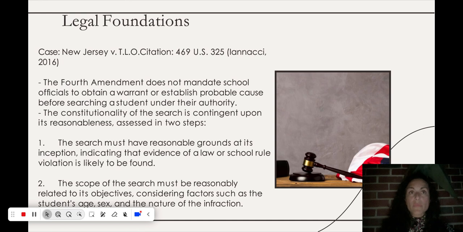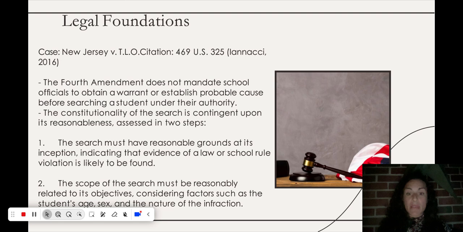So you cannot, as a teacher, go and just search everyone's backpacks. You can't go through everyone's purses. You have to have reasonable grounds indicating that the law was broken or a school rule was broken before searching anything.